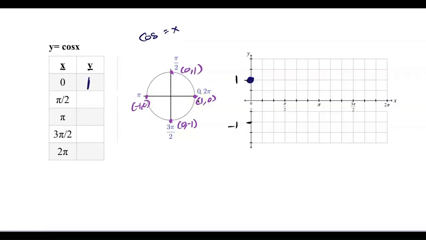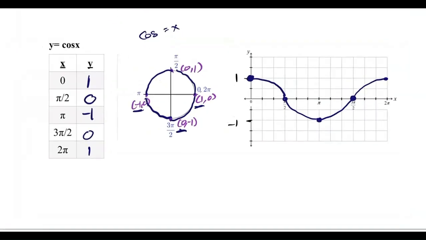We're starting up here. Pi over 2, if we go up this graph, we're going to be at 0. We're coming down. And then at pi, we come down here. Remember the x value, negative 1. Pi is negative 1. Looks like this. Then we go down to 3 pi over 2. We're at 0. And then finally go back up to a complete circle at 1. Like that. Then we get a cosine graph.